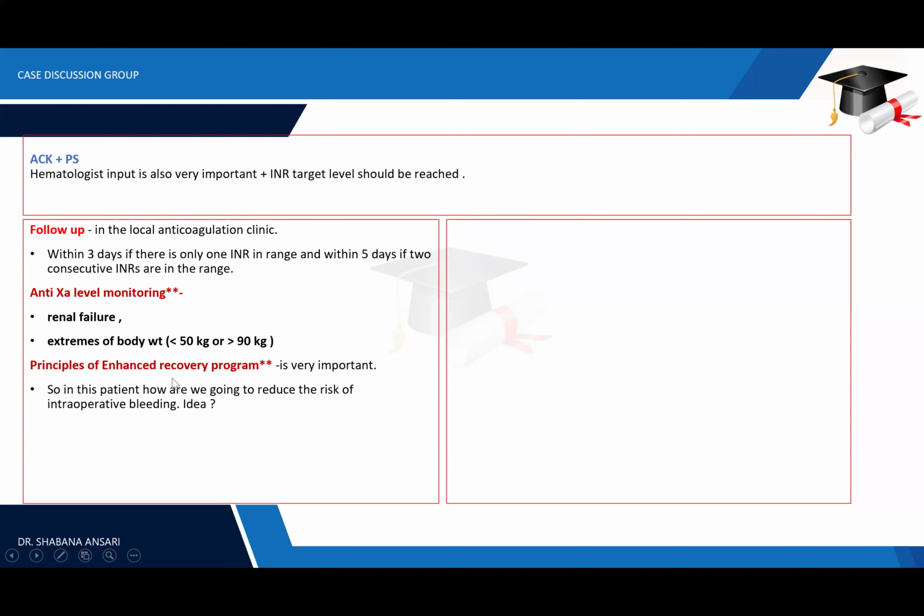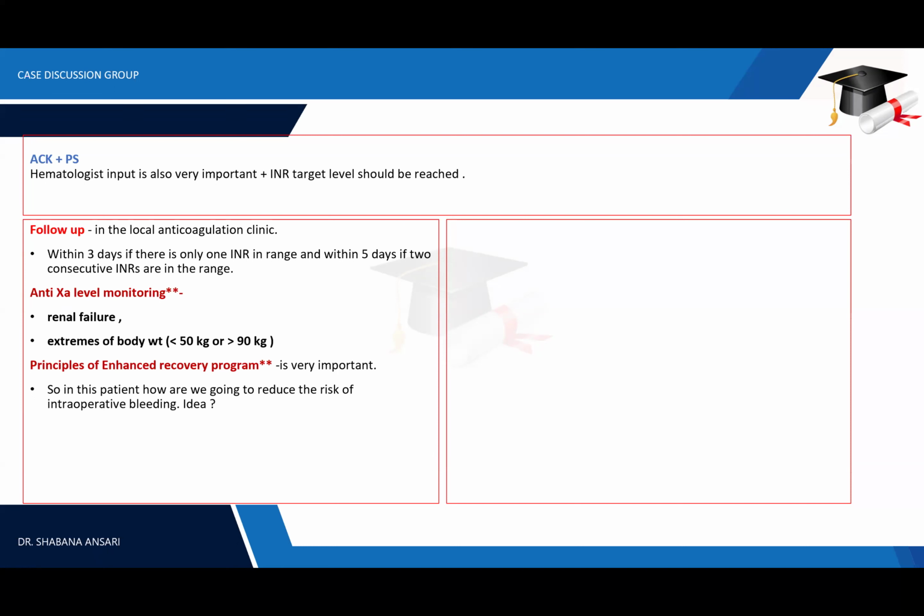Now I have one question, so again, someone of you can answer. If a colleague asked how we are going to reduce the risk of bleeding in this patient, what should we do preoperatively, intraoperatively, and postoperatively? How to reduce the risk of bleeding and thrombosis, both? Who will answer this?